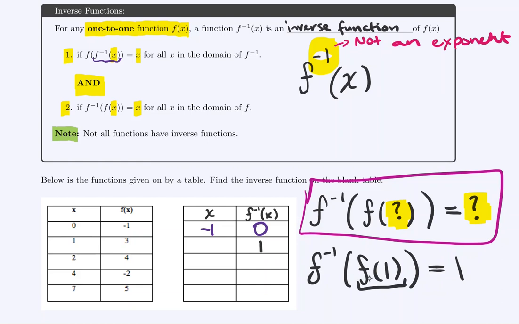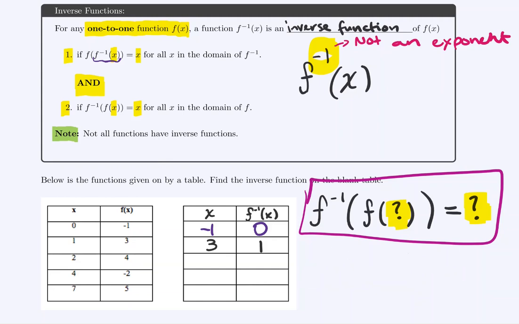That can be simplified based on our table of values. When x is 1, f of 1 is 3. So this really simplifies to when f inverse takes on the input 3, the output must be 1. And again, we see the pattern that to find the inverse function values, you just reverse the input and output of the corresponding function value. So let's complete the table.